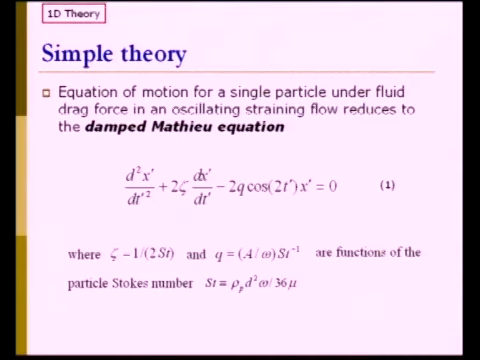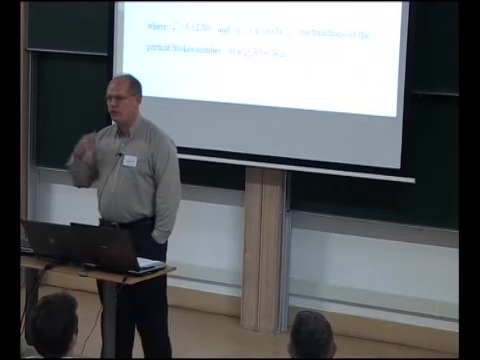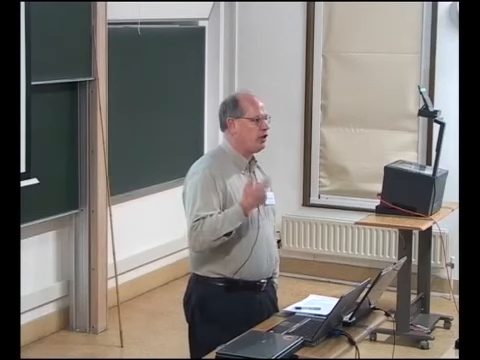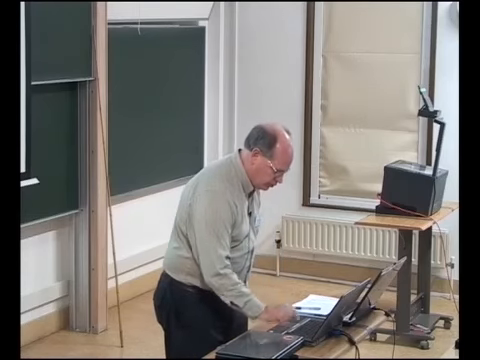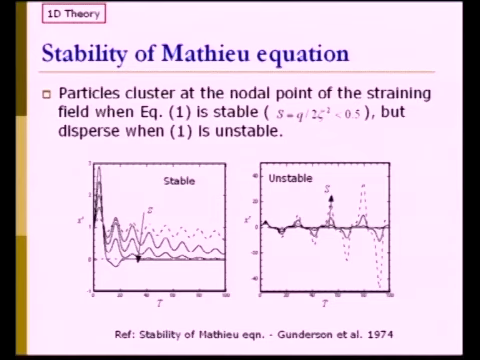And so when you substitute this in and solve for the position of the particle, what you get is this equation, and this being a mathematics institute, we recognize this as the damped Mathieu equation. It has two coefficients. This coefficient zeta is the damping coefficient. It's related to 1 over the Stokes number. And this coefficient q is related to the amplitude of the oscillation over frequency, again divided by the Stokes number. So the damped Mathieu equation, if you recall, has some interesting stability properties.